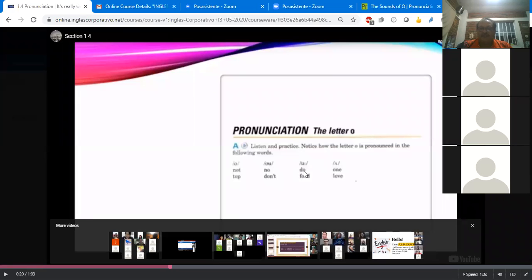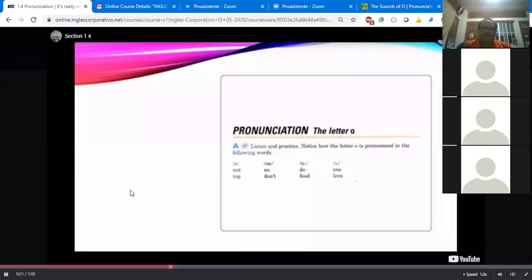And in this case, it's do. Do. Food. This one is similar to this one, right? Something like one. One. Love. Not love, not long. Like short. Love. Top. No. Don't. Do. Food. One.